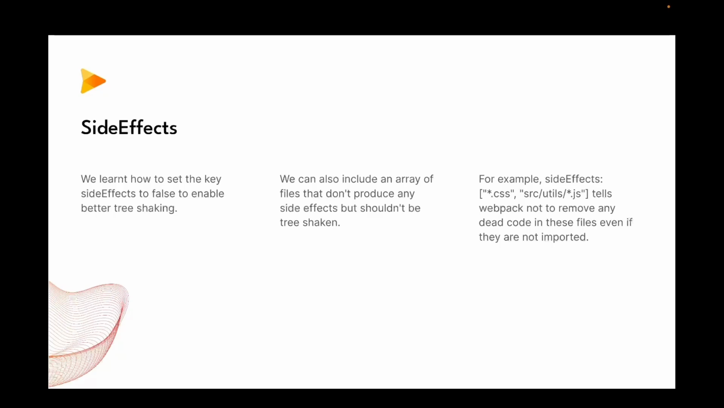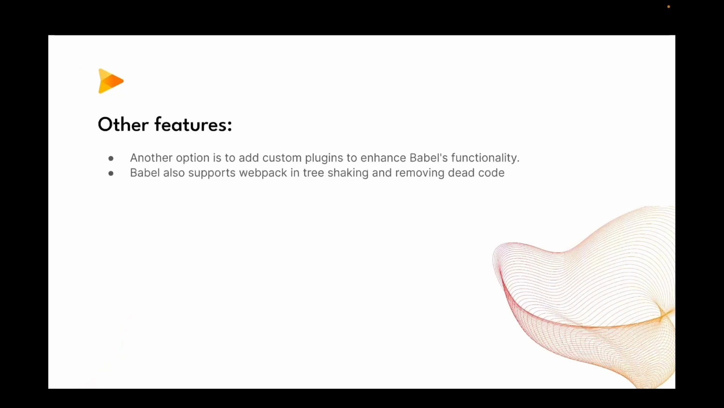Let's say there's a CSS file which you want to include but isn't used directly, so this would tell Webpack to not remove any unused code. And the remaining feature would be adding custom plugins to Babel. You may have some requirement which requires that. And Babel also supports Webpack in tree shaking and removing dead code. So it is an intermediate step which allows Webpack to do what it is supposed to do.